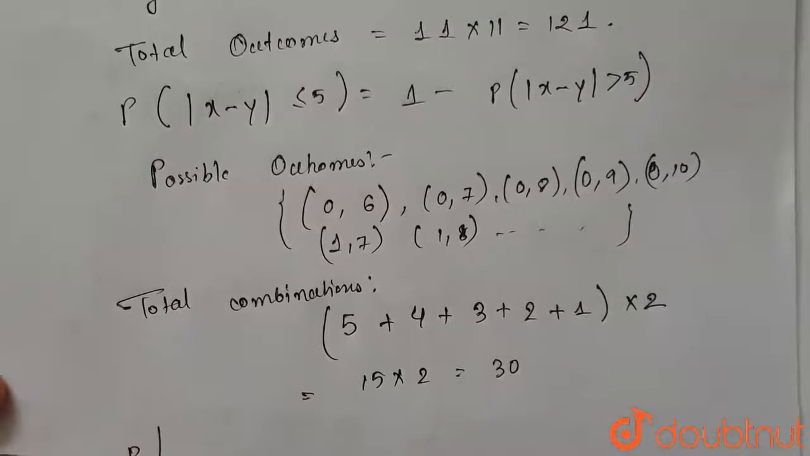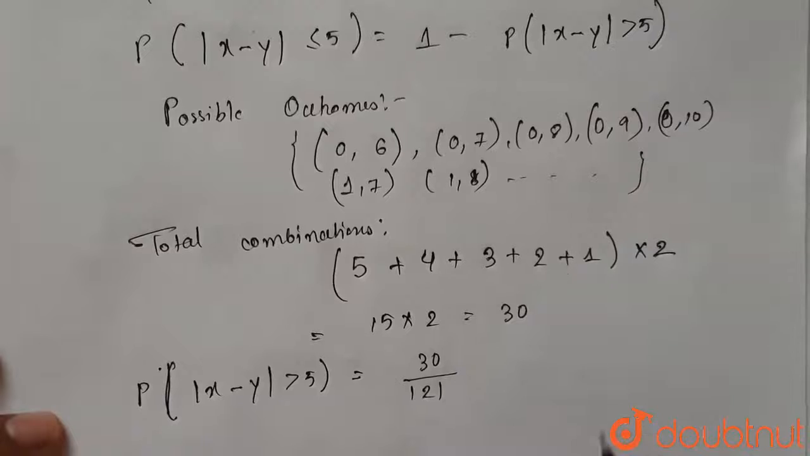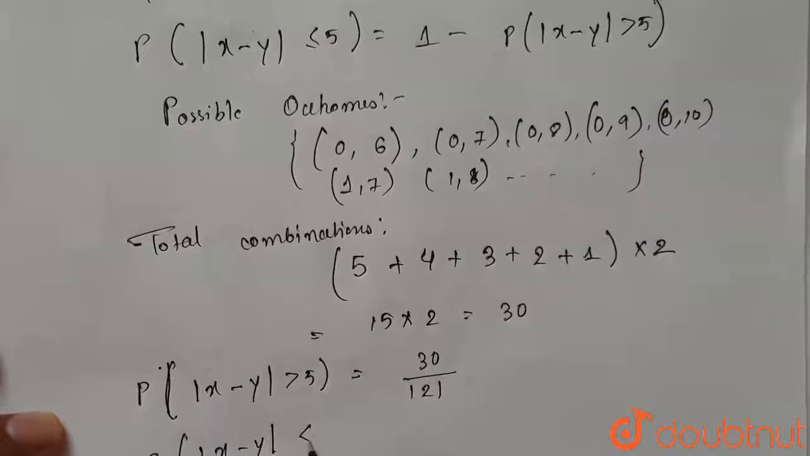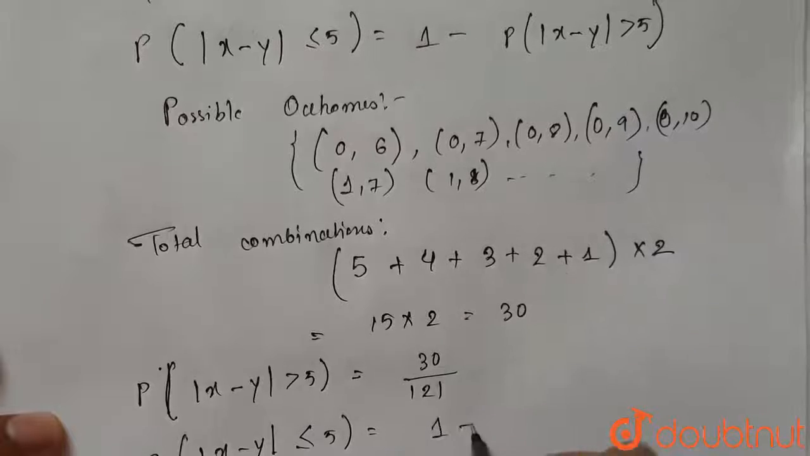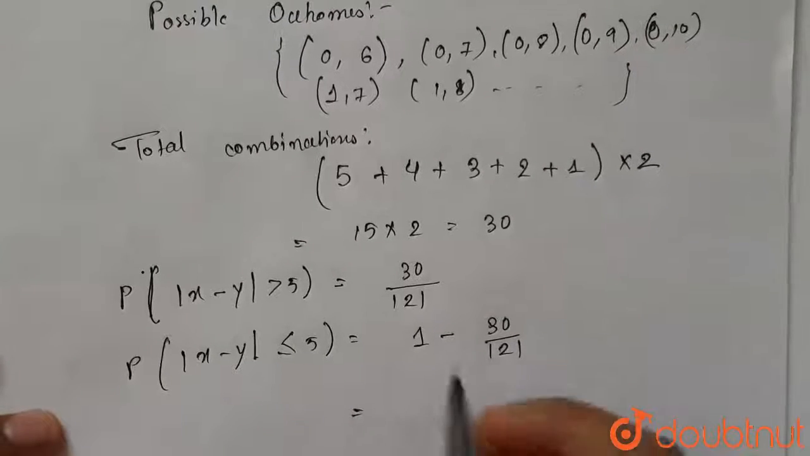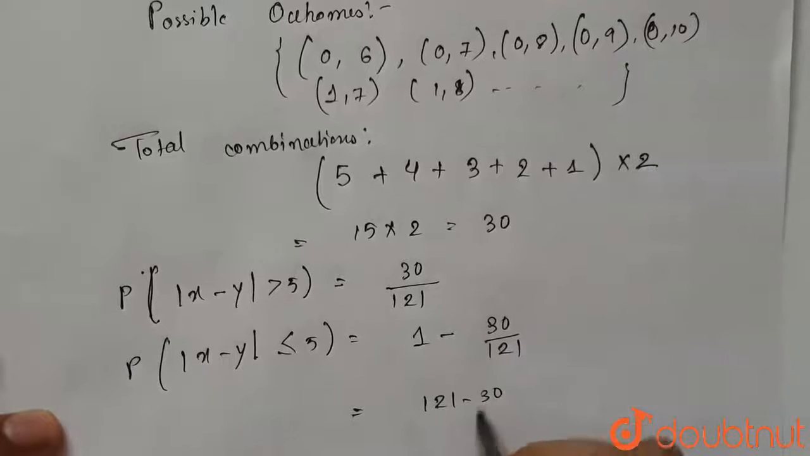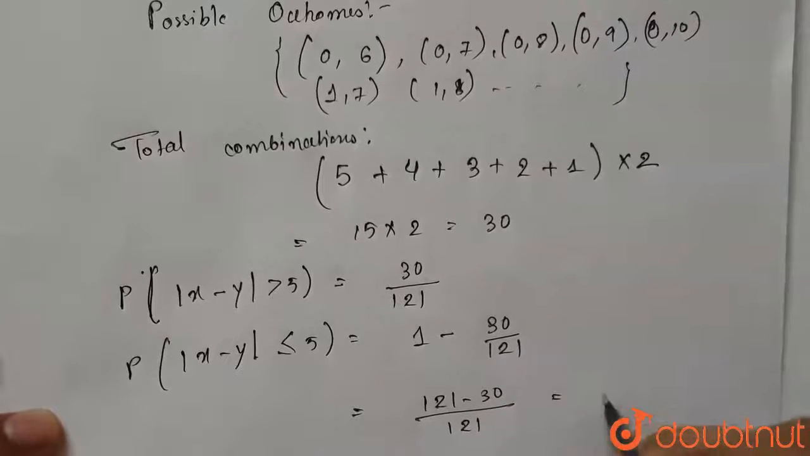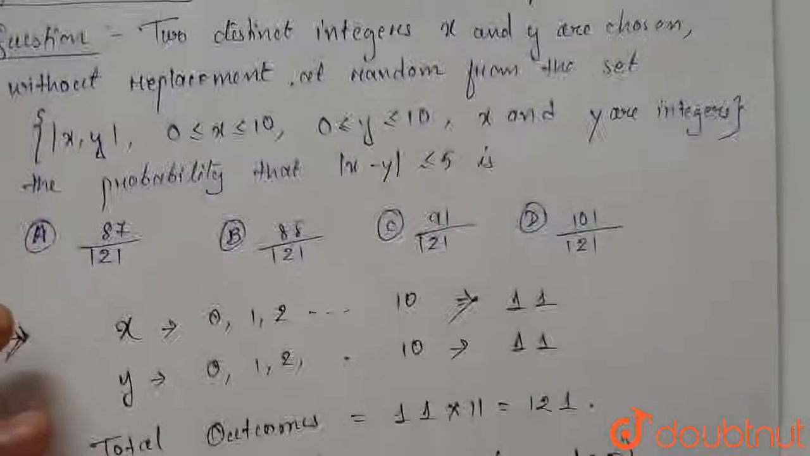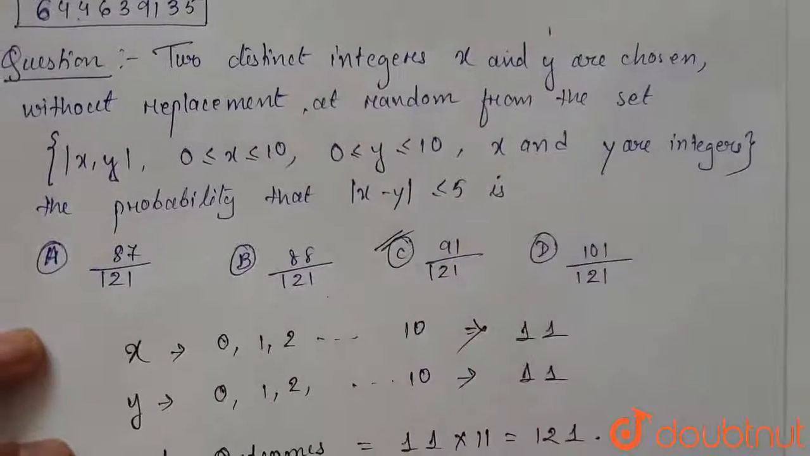So the probability of mod of x minus y greater than 5 is equal to 30 divided by 121. We need to find the probability of mod of x minus y less than or equal to 5, which is equal to 1 minus 30 by 121, which is equal to 121 minus 30 divided by 121, which is equal to 91 by 121. And this is our required answer, which means option number C is the correct option.